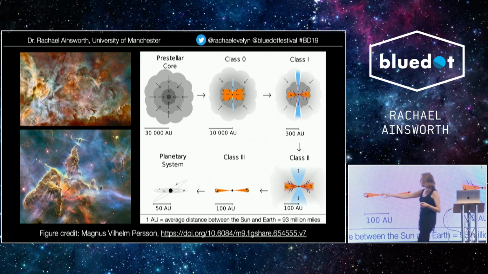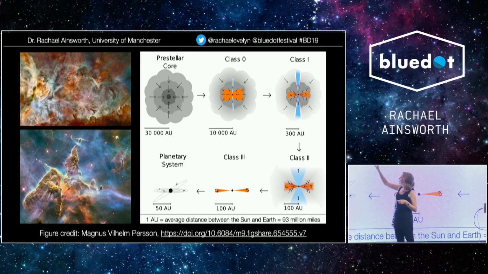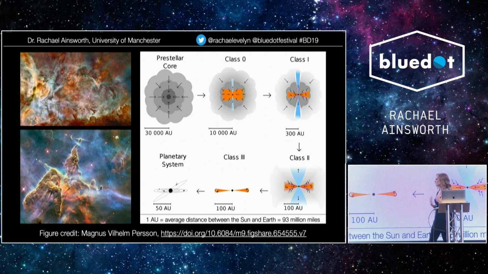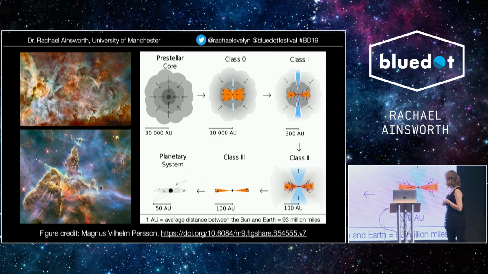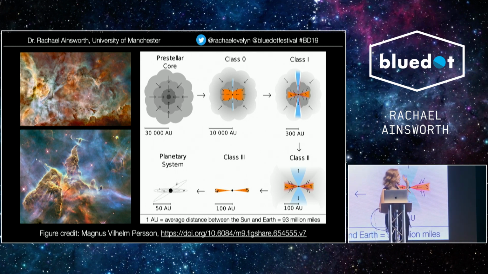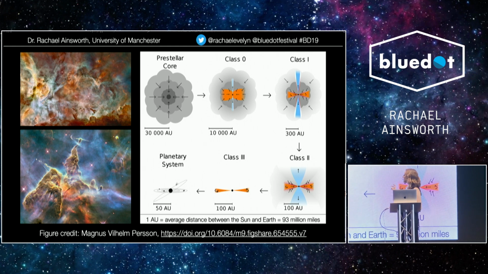So there are some scales on here. AU means astronomical unit, which is the average distance between the Earth and the Sun, and astronomers just use it as a much easier way of describing distances. In miles, that's about 93 million miles. So these are very large-scale systems from the beginning. And then our solar system is about 80 AU in diameter.